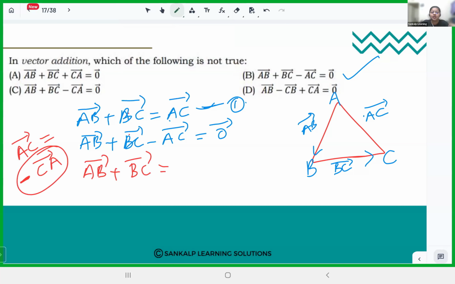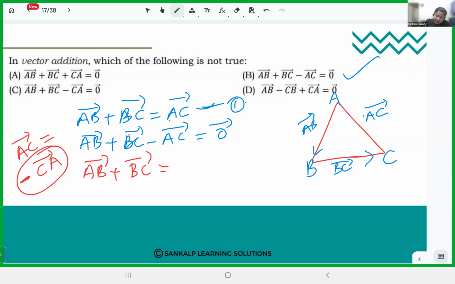AC means it is the directed line from A to C. And what about CA? It is a directed line from C to A. And if you put a minus there, what is happening? If you put minus to CA, the direction changes, isn't it? It was actually from C to A, and if you put a negative there, negative of a vector means the direction is reversing. So the direction will become from A to C. So vector AC can be replaced by minus of vector CA.